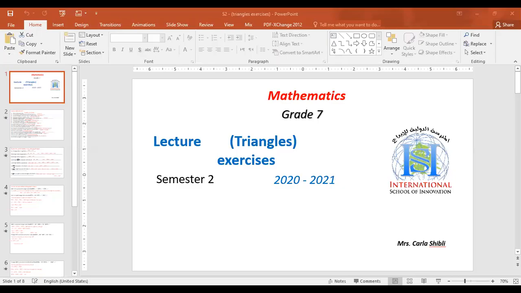Exercises yesterday. I'm doing these exercises because tomorrow on Friday we have a quiz in this lesson. To be prepared for the quiz, you should study all the definitions. You should know how to draw special lines. You should know how to draw triangles, of course.